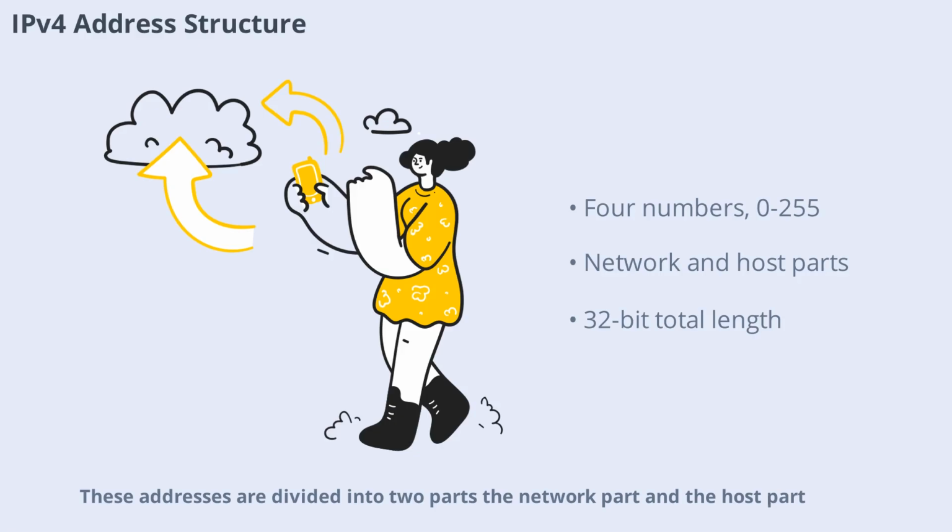These addresses are divided into two parts, the network part and the host part. The network part identifies which network the device belongs to, while the host part identifies the specific device on that network. This structure helps routers and switches direct data to the right place efficiently.